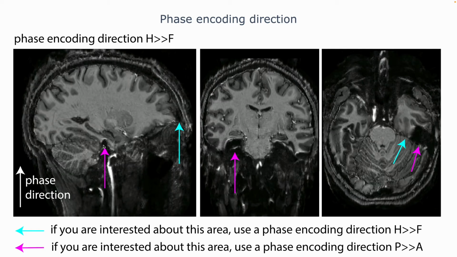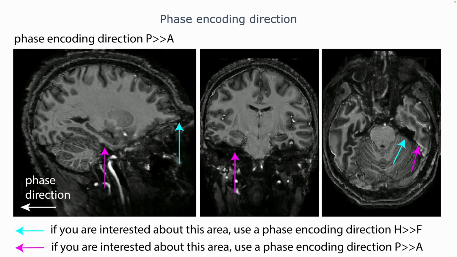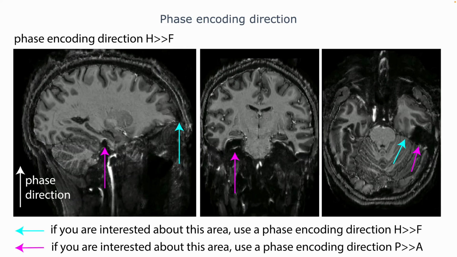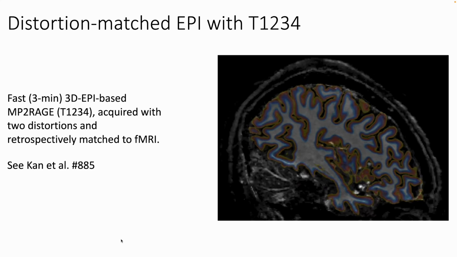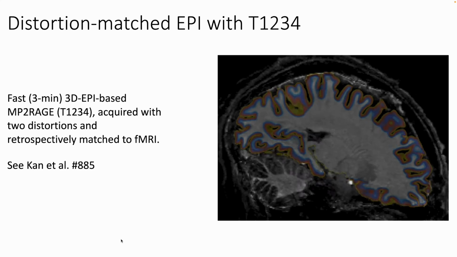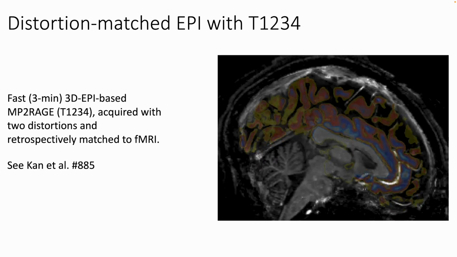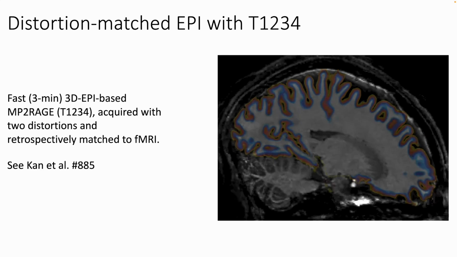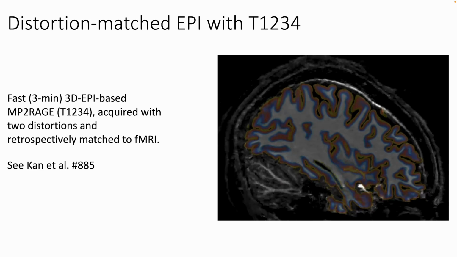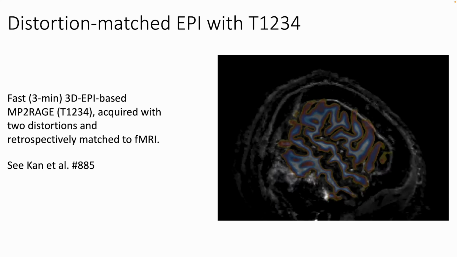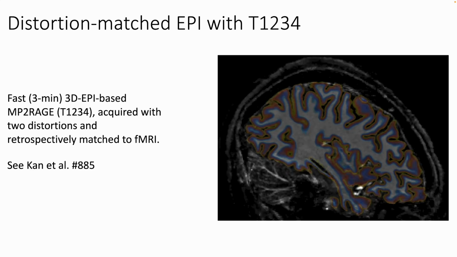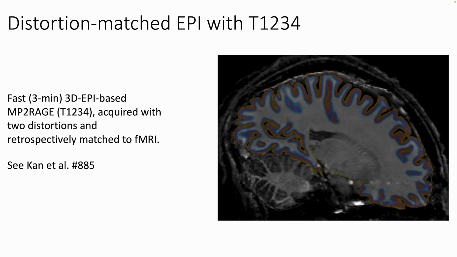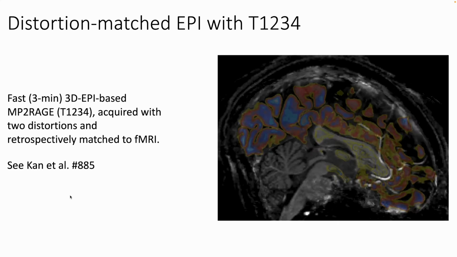And then you can see that you can even get a signal back from these very challenging areas, for example, the entorhinal cortex right above the ear canals. In case you worry about these issues of geometric distortions with respect to errors in layer segmentations, I also want to refer you to abstract 885 from Kenny about the nice protocol called T1234 that acquires a whole brain EPI T1 weighted scan in the same distortions as the functional scans in just 3 minutes, including not all but many of the low brain areas with the distortions that you need.